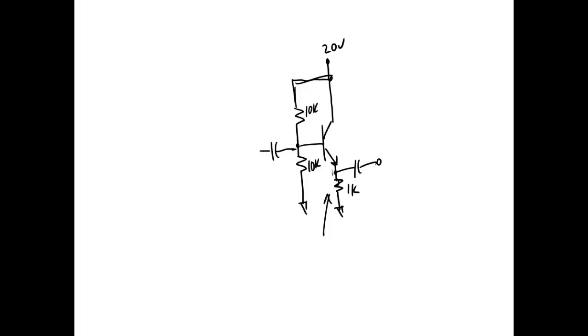10K, 10K, 20 volts. Both resistors have to drop an equal amount. They have the same current. Both of them have to drop the equal amount. So our base voltage will be set at 10 volts, right?